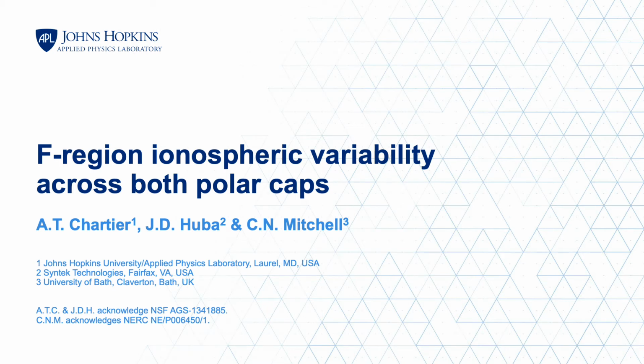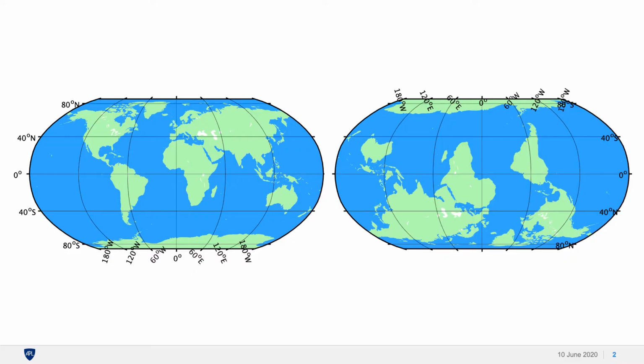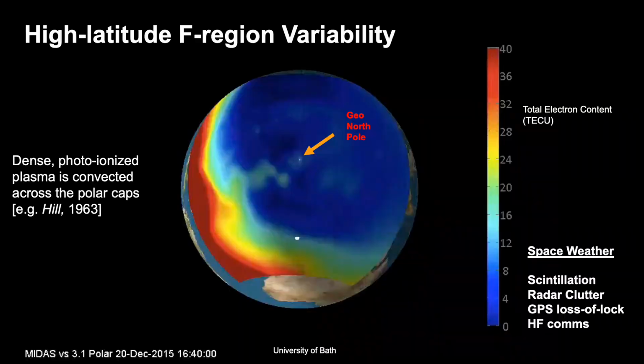F-region ionospheric variability across both polar caps. Both of these maps are equally valid physically, but we spent a lot more time looking at the northern hemisphere. In the past, people have drawn conclusions from northern hemisphere observations and then assumed that the southern hemisphere is the same except separated by 6 months. Today we'll address ionospheric variability across both polar caps.